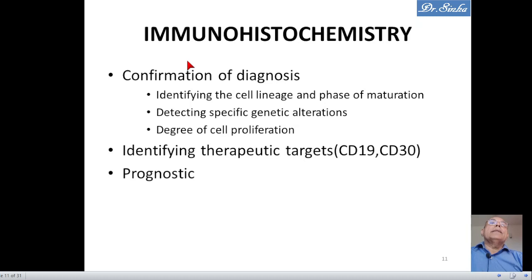Immunohistochemistry is used for confirmation of diagnosis, for identifying cell lineage and phase of maturation, detecting specific genetic alteration and degree of cell proliferation. Also for identifying therapeutic targets like CD19 and CD30. It is also helpful in prognosticating the case.